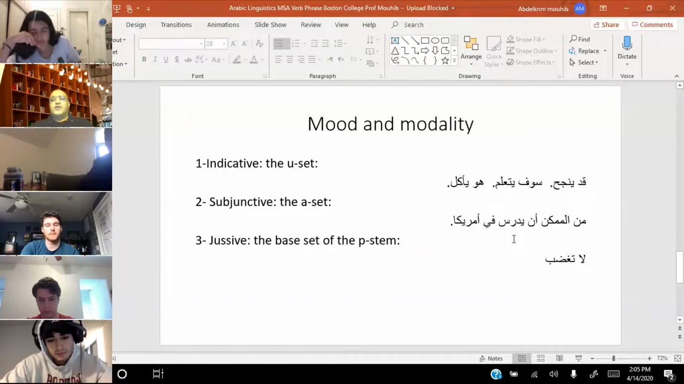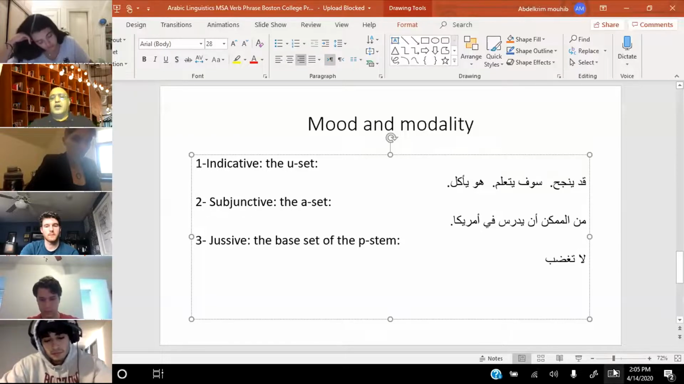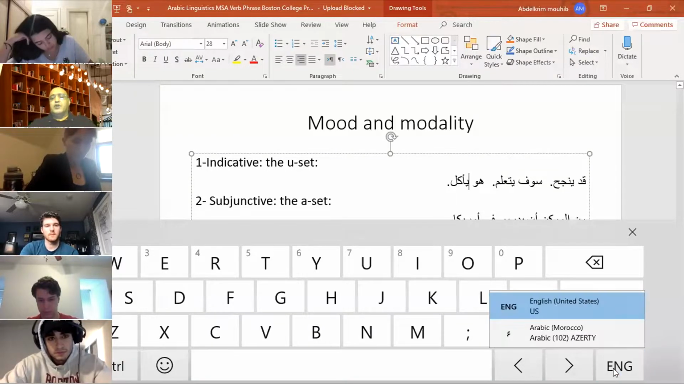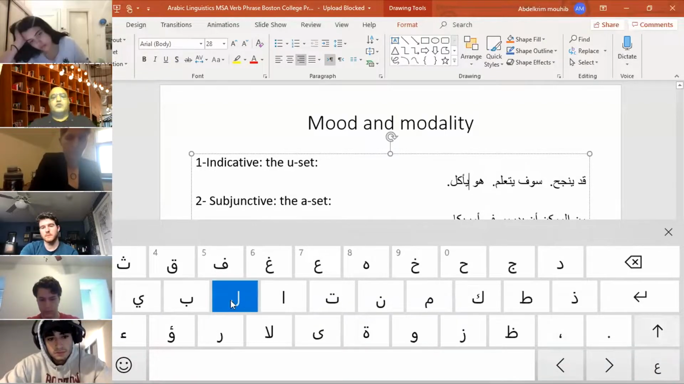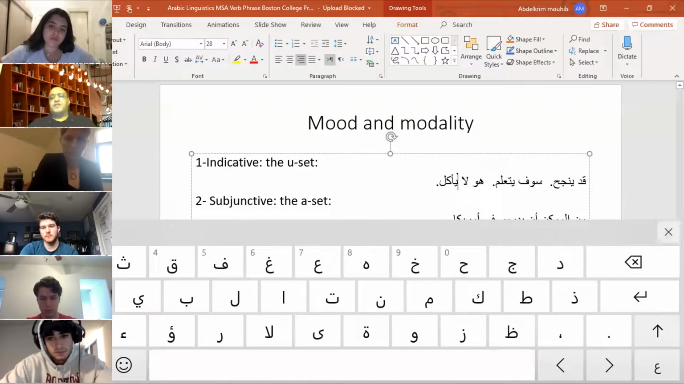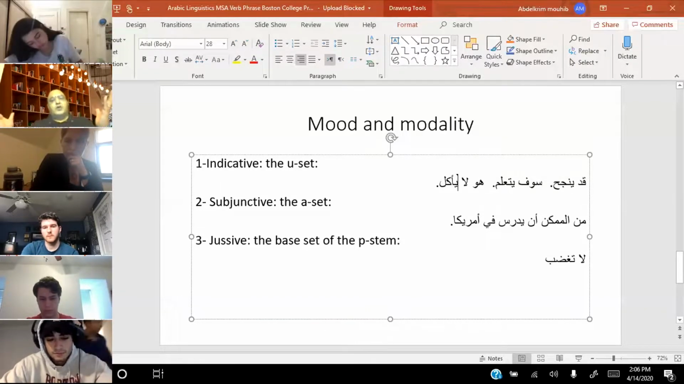I think I meant here هو لا يأكل. So let me just add لا. هو لا يأكل. Even when you add لا, that doesn't affect the U set. It stays the U set when you negate the verb, to make it a verb phrase, هو لا يأكل. Okay, so now for the indicative mood, right?